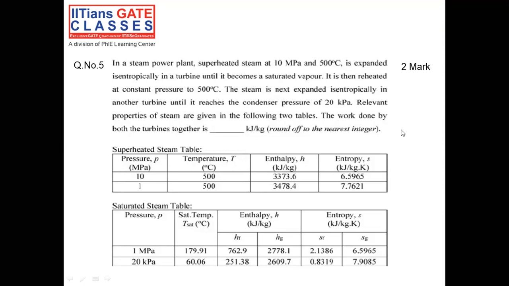In the steam power plant, the superheated steam at 10 megapascal and 500 degrees centigrade is going to expand in turbine number 1, that is the high pressure turbine, and then in the low pressure turbine with the help of a reheater. That means we are going to heat two times: first in the boiler and second in the reheater.